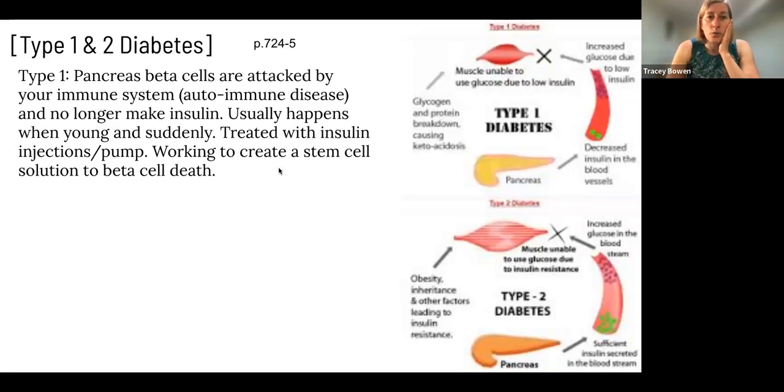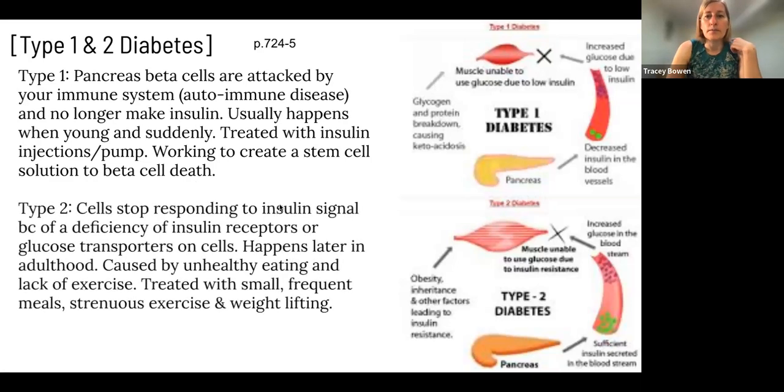But scientists are working to try to create a stem cell solution to beta cell death. The problem remains, though, that if you inject beta stem cells or pancreatic stem cells into a human body that is already primed for an autoimmune disease, how do we prevent the immune system from killing off the new beta cells?